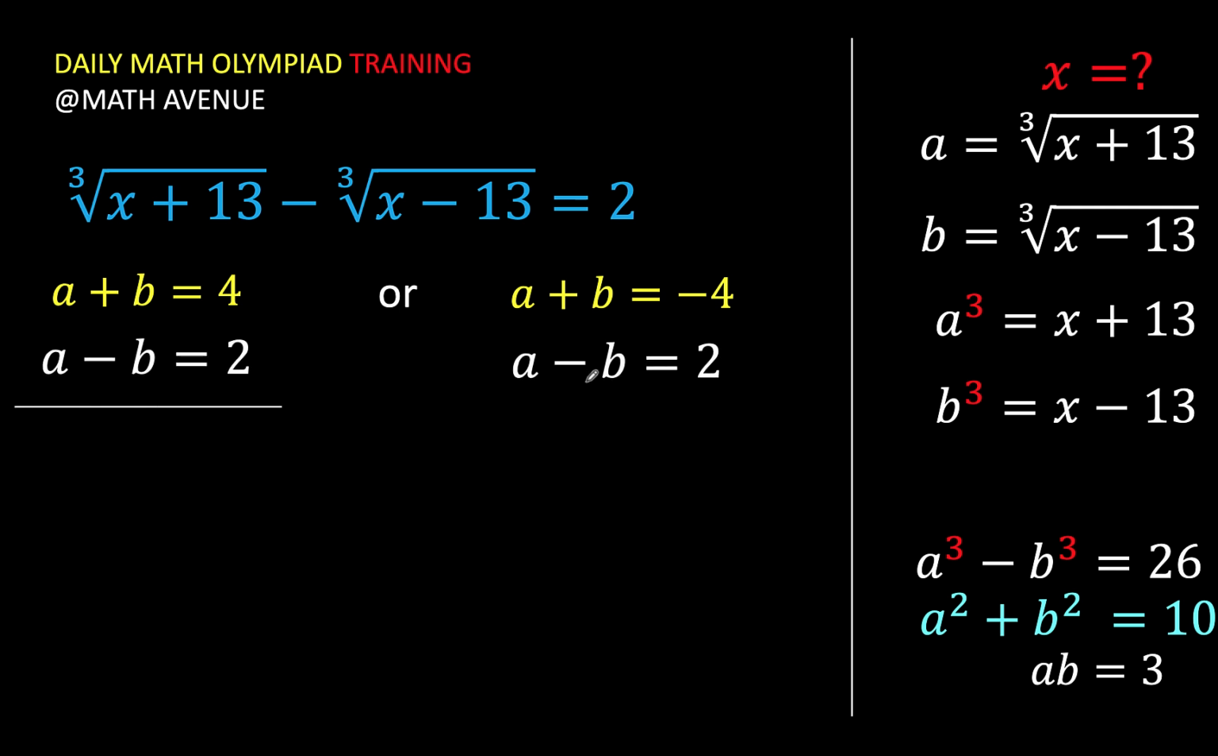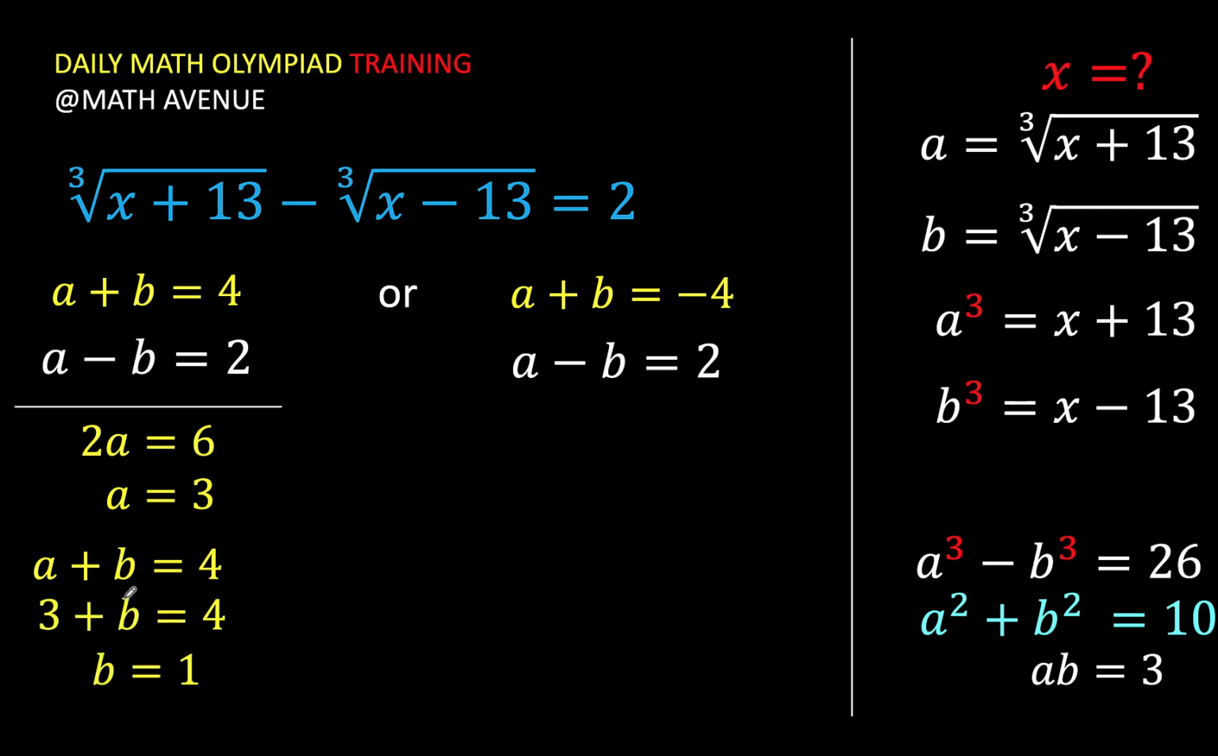Let's start with the first one. Adding these two equations, we have a plus a, or 2a, and b plus negative b is 0. 4 plus 2 is 6. So there is no variable b anymore, and finally we have the value for a, which is equal to 3. If a is 3, we can solve for b. Substitute 3 for a, and we have b equals 4 minus 3, or 1.